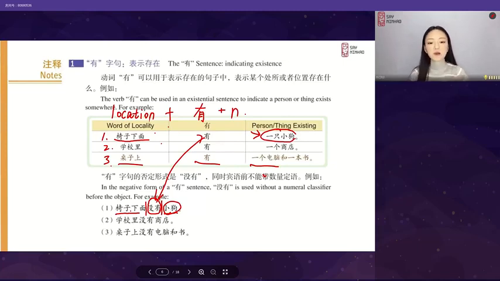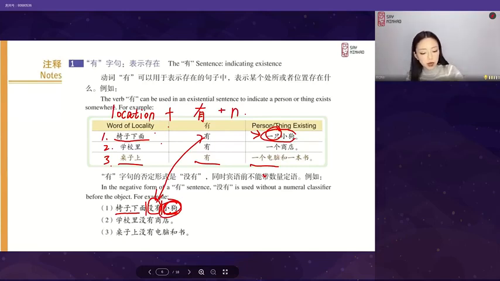In the positive form, we can see there is a numeral classifier, 一只, one dog, a number plus a measure word. But in the negative form, we cannot see the numeral classifier. So this is what we need to pay attention to. In the negative form of the 有 sentence, which is 没有, we won't use a numeral classifier before the noun, before the object of this sentence.